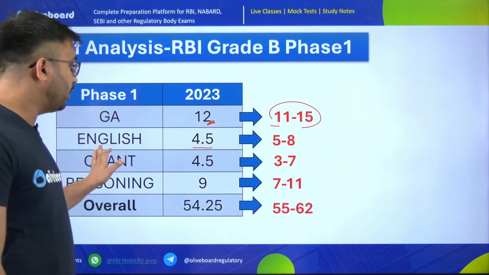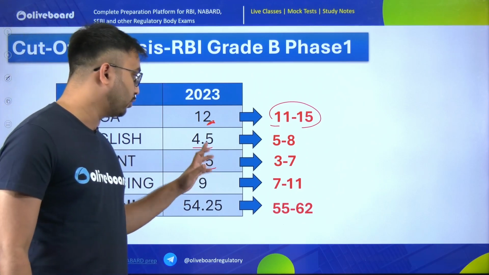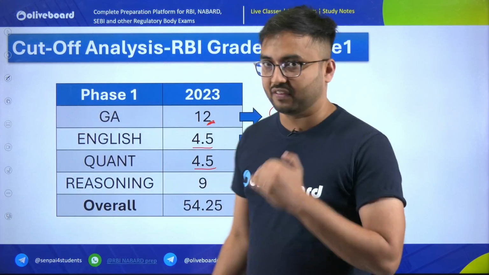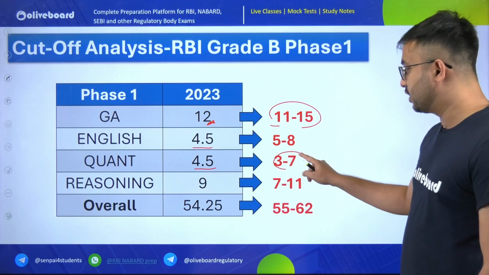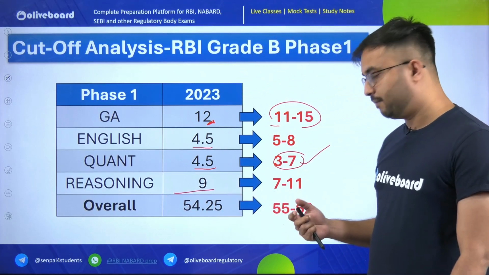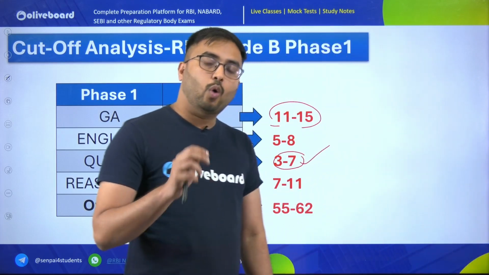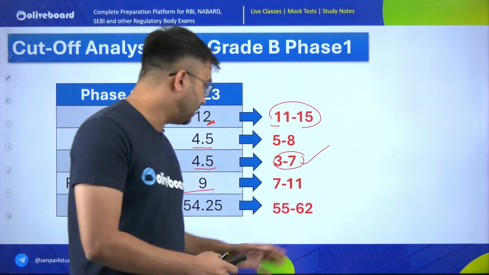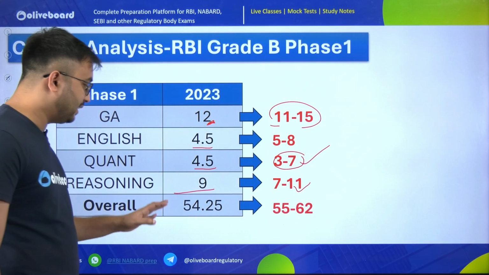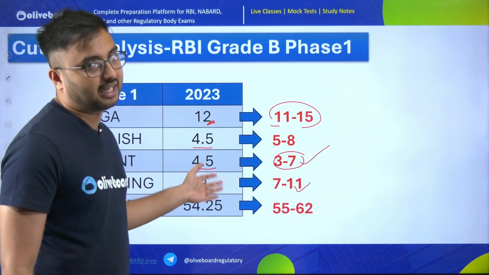Okay, then quant: the cutoff last year was 4.5, but as you know, the quant was very difficult, so that is why 3 to 7 is the margin for the quant. And reasoning, the cutoff was 9. Reasoning was doable or moderate in nature, but still that's why I have kept a cutoff of 7 to 11. It won't be surprising if the reasoning cutoff coincides with last year's cutoff.